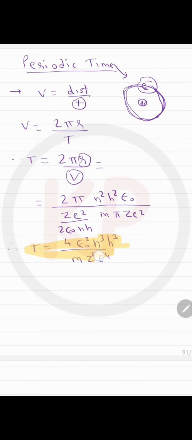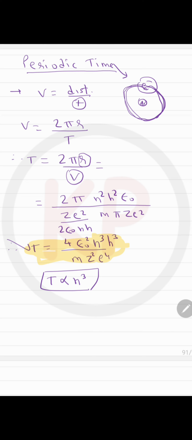See, periodic time is proportional to n cube. This is the equation of periodic time, and the periodic time is directly proportional to n cube. It's not the total energy, periodic time is directly proportional to n cube.